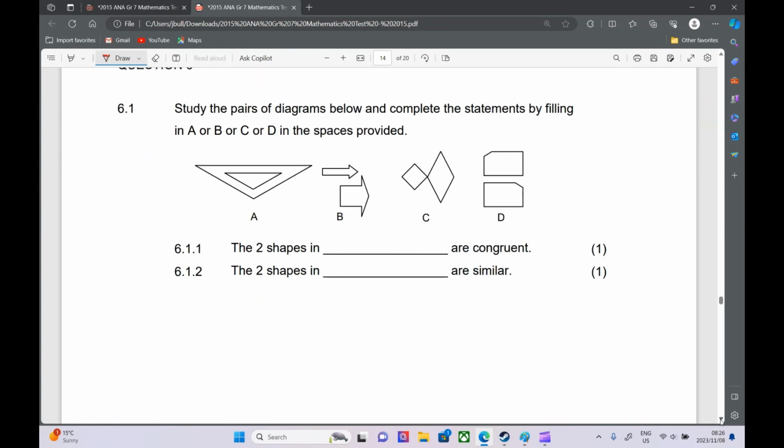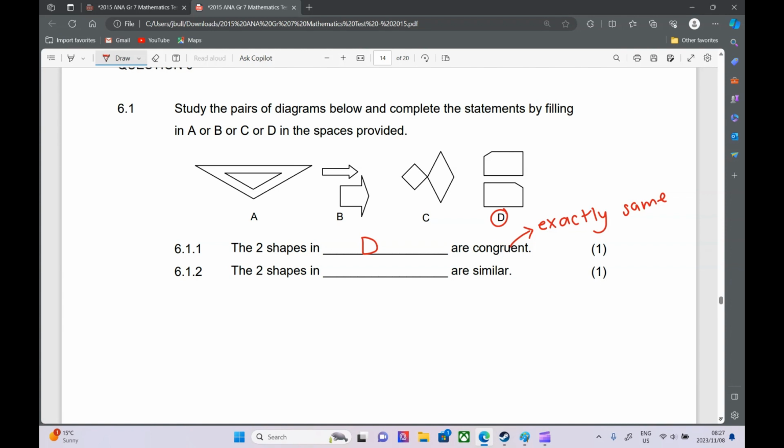Okay, study the pairs of diagrams below and complete the statements by filling in A, B, C, or D in the spaces provided. So the two shapes, we want congruent shapes. Congruent shapes are exactly the same. They've got the same shape, same size. So we want two shapes that are exactly the same, and so it would have to be D. Those ones are exactly the same shapes, even though they flip them around, they're the same shapes.